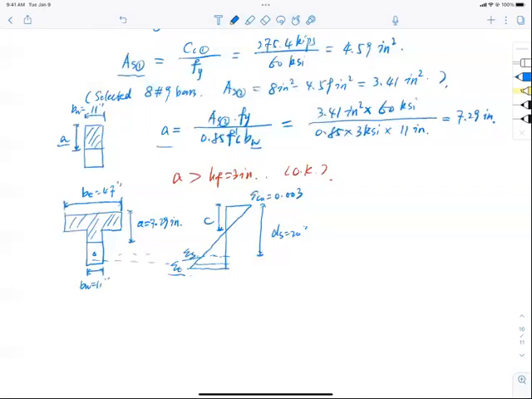Okay, long story short, c should equal a divided by beta 1. All right, and now I know that beta 1 is actually something here. So 7.29 inch divided by beta 1.